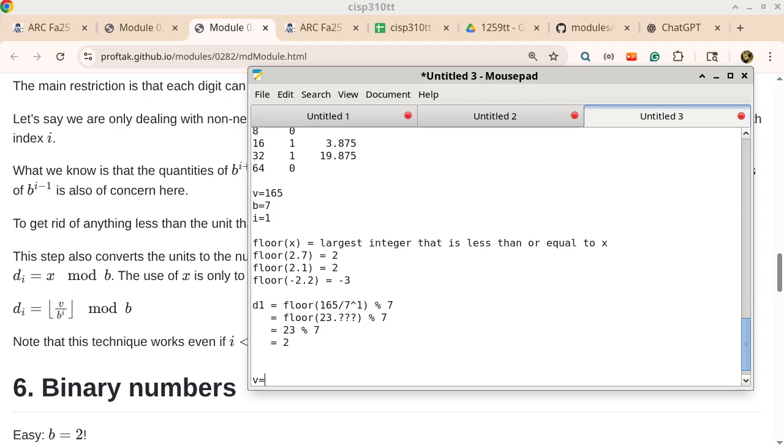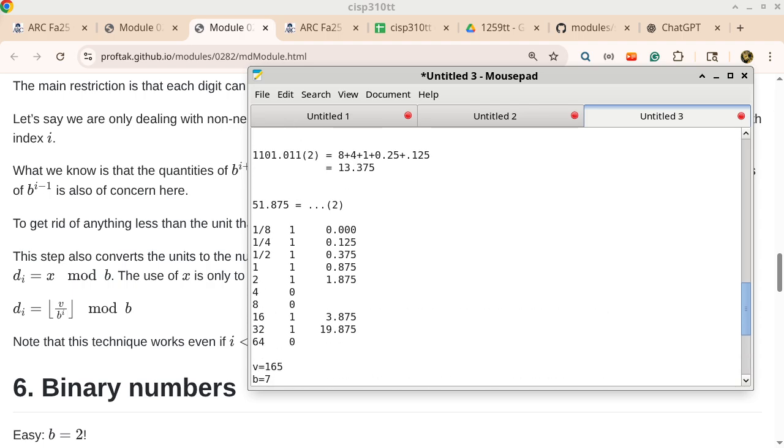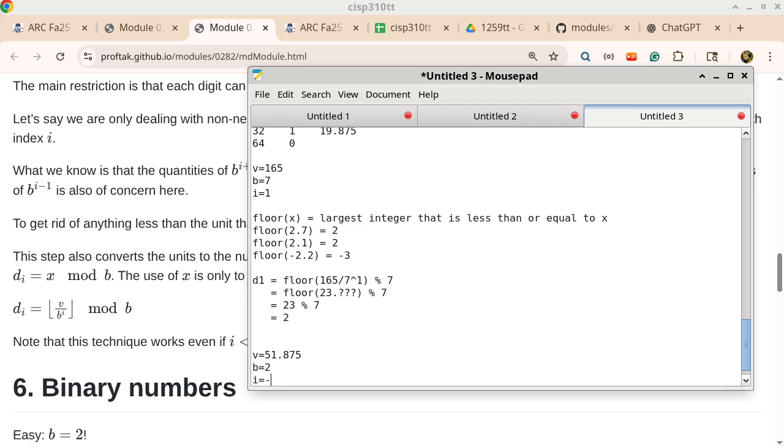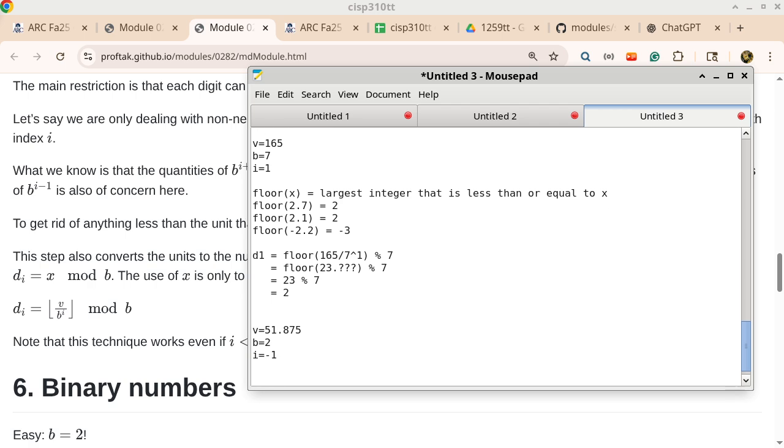We'll use the binary example this time. So the value being represented is 51.875. The base is 2 because it's binary, and I'm going to use negative 1 in this case. So we want to figure out what is digit negative 1 of the binary representation of 51.875 in base 2. Well, it was redundant because I said binary and base 2 at the same time.